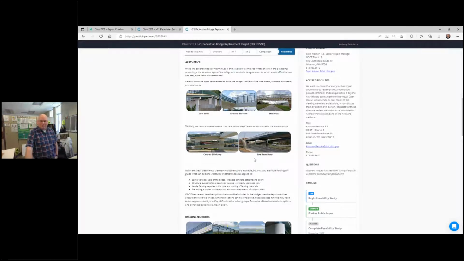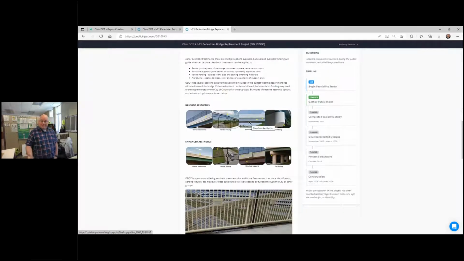And then we also talk about the ramp structure, how that's built. We go over baseline aesthetics, because there's a lot of concern about not having enough aesthetics. So we had a baseline aesthetic, and then we showed examples of it enhanced so the public can understand, okay, what I want, oh, it's considered an enhanced aesthetic. So they can better tailor their comments to us so we can understand what they really mean.